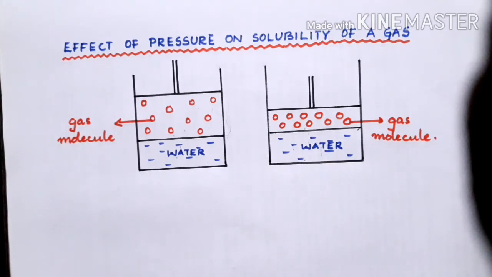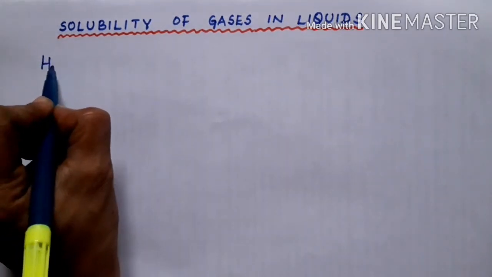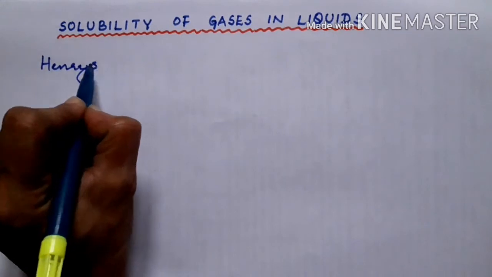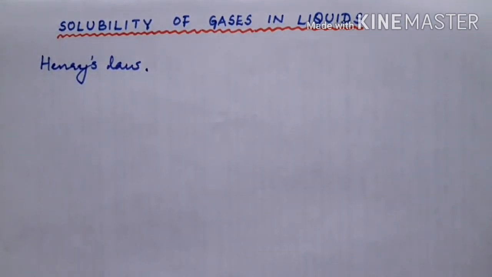And this is explained mathematically in terms of Henry's law. The solubility of a gas in a liquid is given by Henry's law. This law states that the solubility of a gas in a liquid is directly proportional to the pressure of the gas over the solution at a definite temperature.